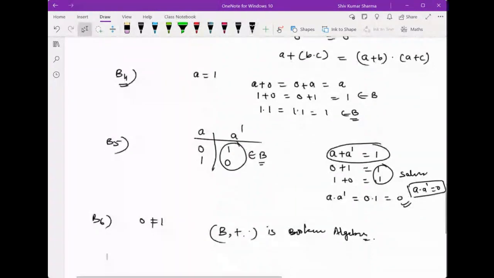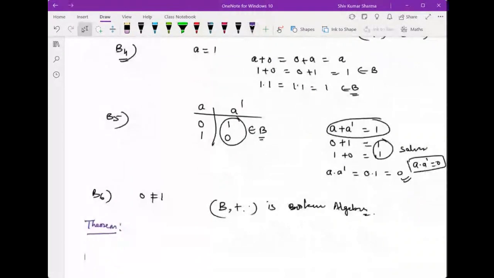After this question, we have some theorems related to Boolean algebra. So we start with theorem 1.